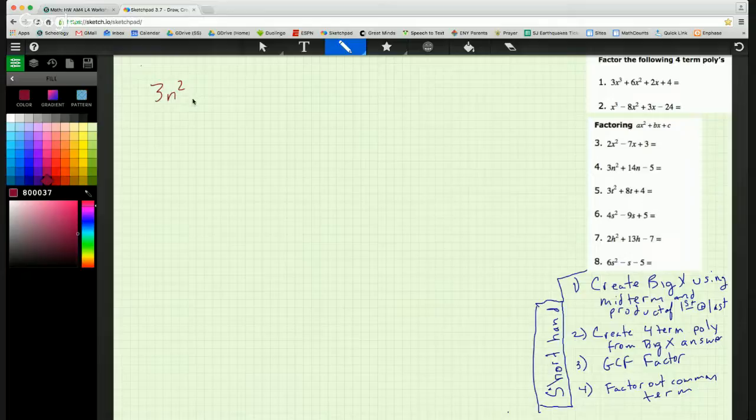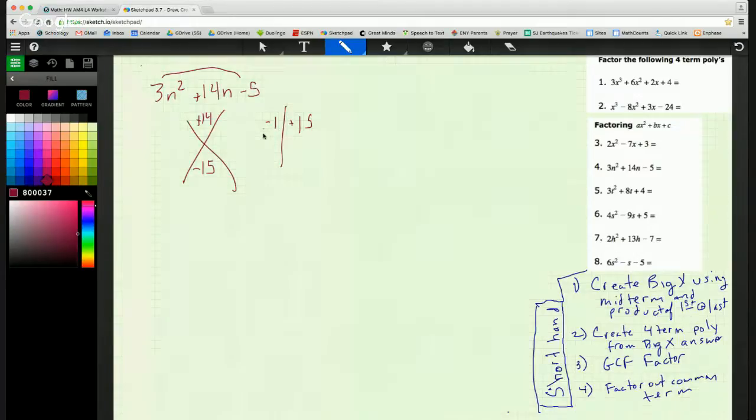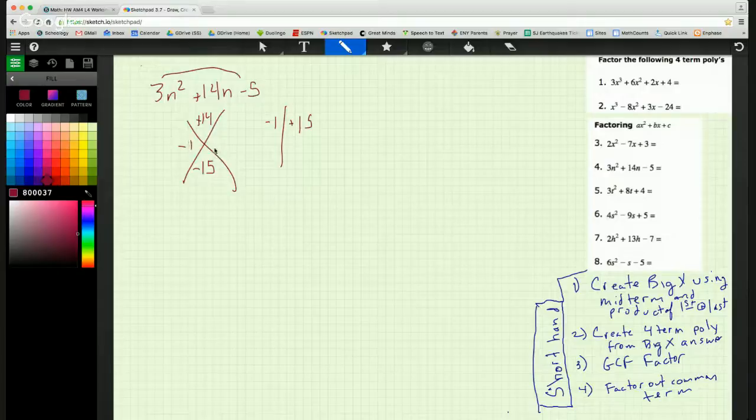3n squared plus 14n minus 5. Let's do our big X. I'll put our plus 14 here. Our 3 times our negative 5 is negative 15 here. So now what multiplies to negative 15 but adds to 14? Well, that's going to be a big positive number and a little negative number. So let's see, a little negative and a big positive, 15 and negative 1. Let's try that. Oh, that works. We just started right off the bat, negative 1 and positive 15.